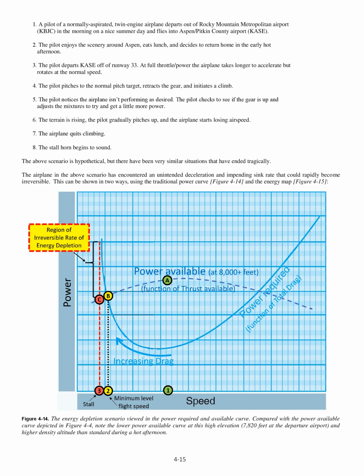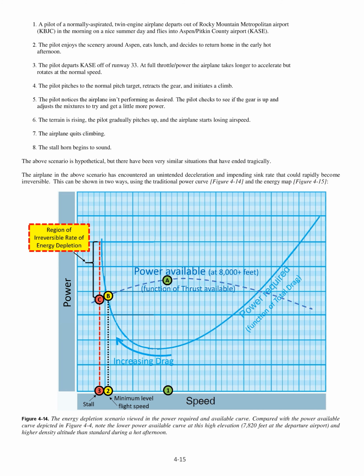The pilot checks to see if the gear is up and adjusts the mixtures to try and get a little more power. 6. The terrain is rising, the pilot gradually pitches up, and the airplane starts losing airspeed. 7. The airplane quits climbing. 8. The stall horn begins to sound.